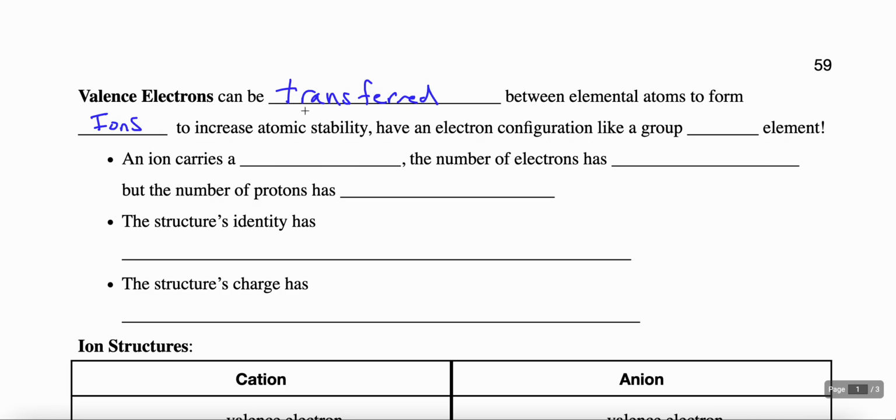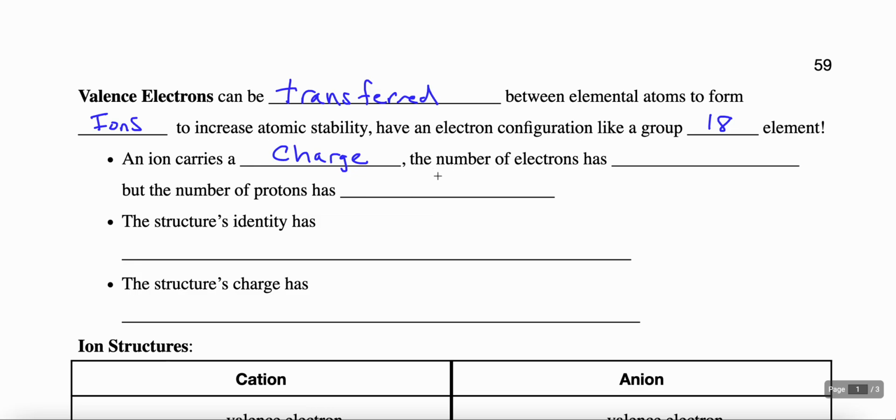And the reason that one atom will give away electrons and another one will gain or accept the electrons is to increase the atomic stability. At the end of the day, every atom wants to have an electron configuration that looks like a group 18 element. So an ion carries a charge.